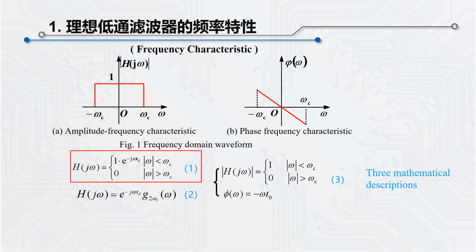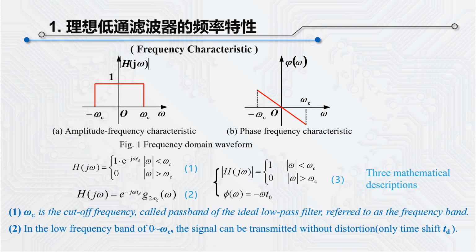From its frequency domain waveform and its mathematical description, we can find that the cutoff frequency of the ideal low-pass filter is omega c. It is called the passband of the ideal low-pass filter. Obviously, the signal in the low-frequency band from 0 to omega c can be transmitted without distortion.